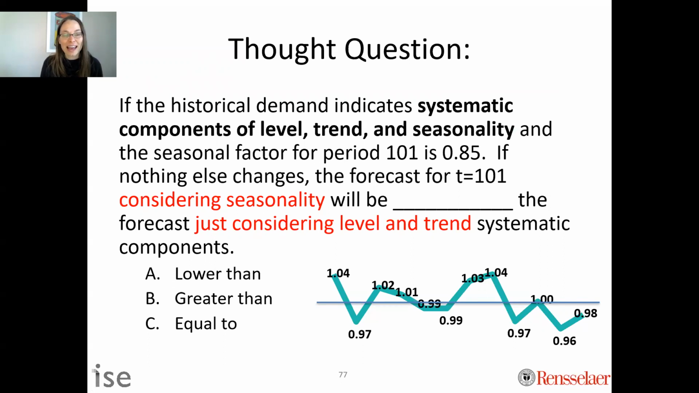So hopefully you answered A. By having the seasonal component, I'm going to basically estimate what I would have without it and then multiply it by 0.85. And because that value is less than 1, it will make my estimate lower than if I ignored seasonality. So A is the correct answer.